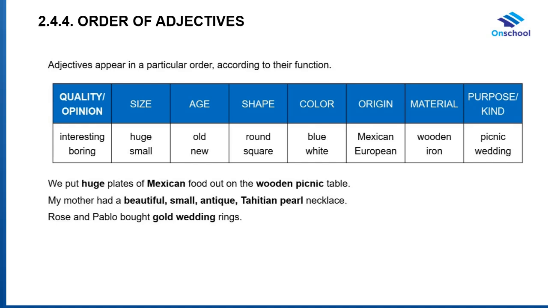Let's look at the second example on the slide. My mother had a beautiful small antique Tahitian pearl necklace. So you can see that there are 5 adjectives here. The first one, beautiful, shows the quality. The second one, small, shows size. The third one, antique, shows age. Tahitian shows origin. And pearl shows material.